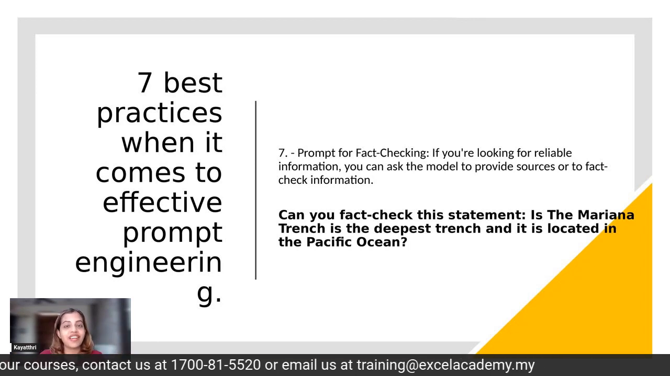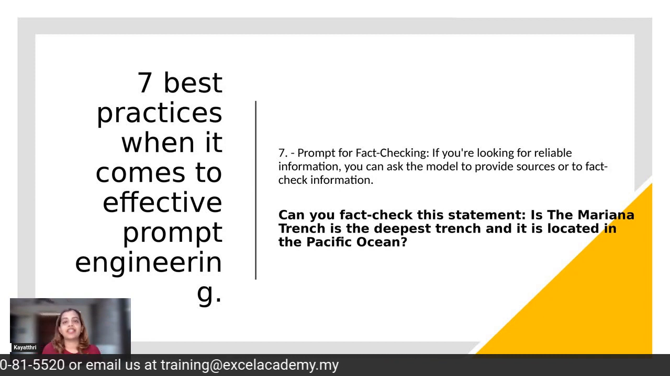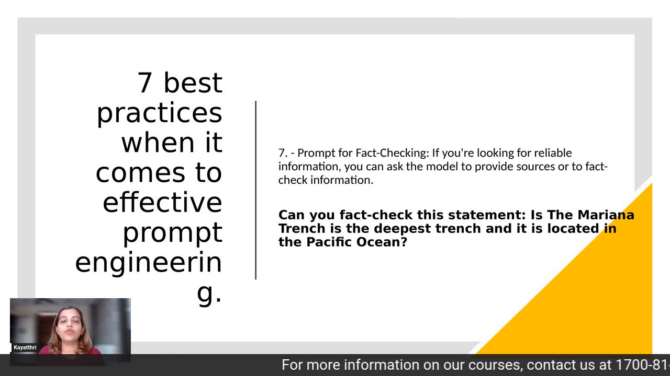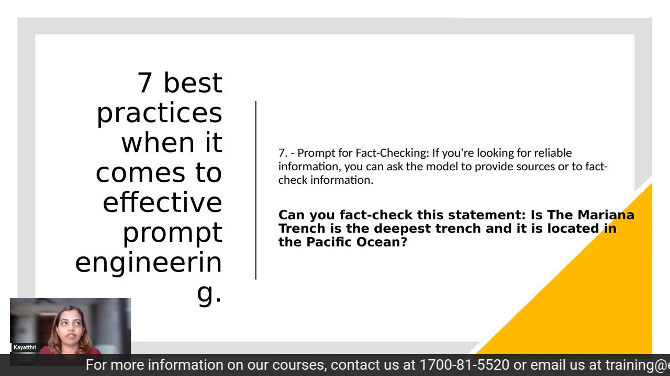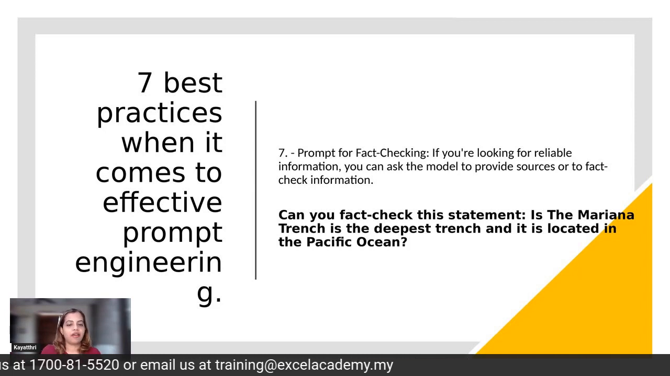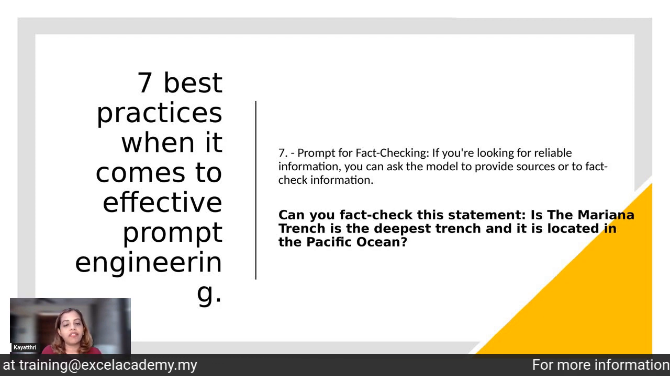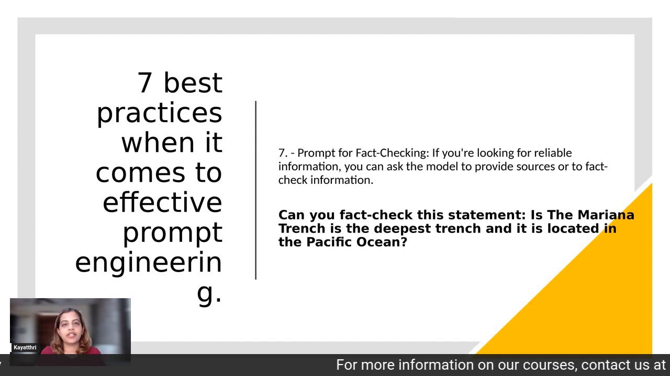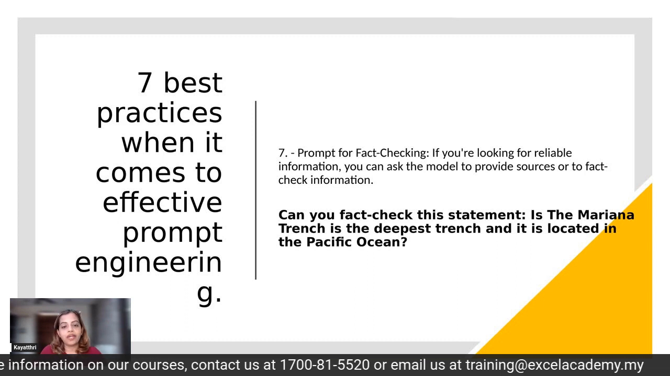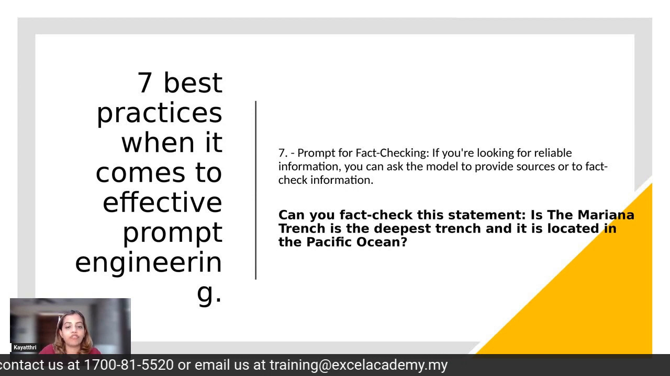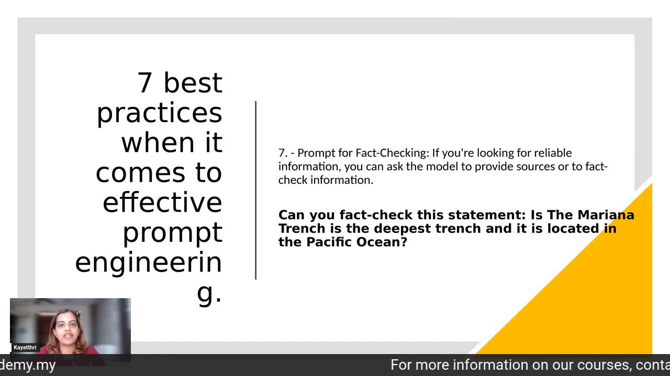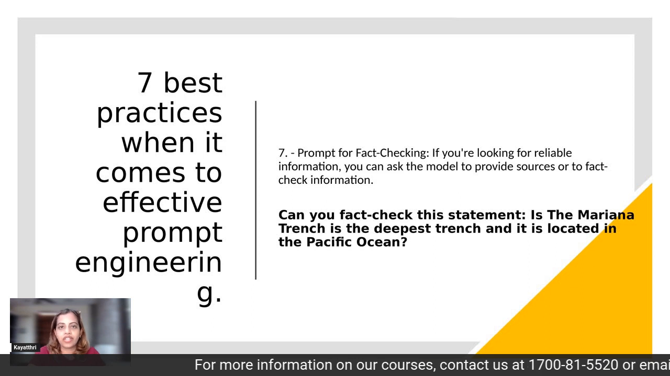So on this part, it's critical that you are smart about it. If you feel like it's not right, then you don't use it for sources, but you can use it for fast fact checking and things like that. For example, I can ask, "Can you fact check this statement: The Mariana Trench is the deepest trench, and is it located in the Pacific Ocean?" I prompt it, and then of course I'll get the answer. So these are the 7 best practices that you have to make sure you follow. When you follow this, you are also learning, and you're teaching your ChatGPT to learn the same thing.